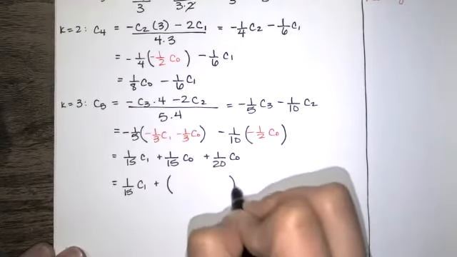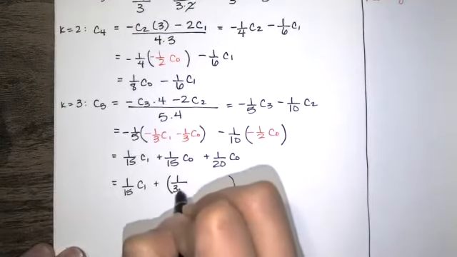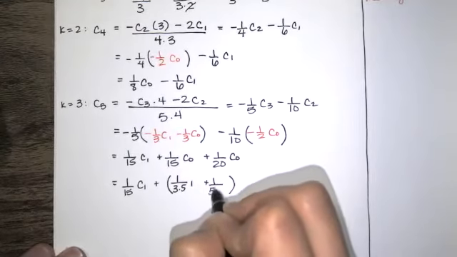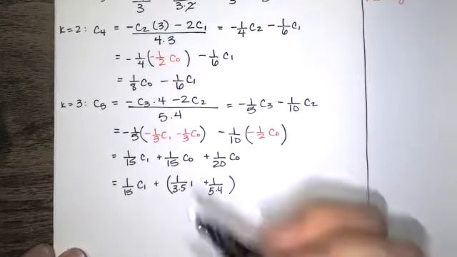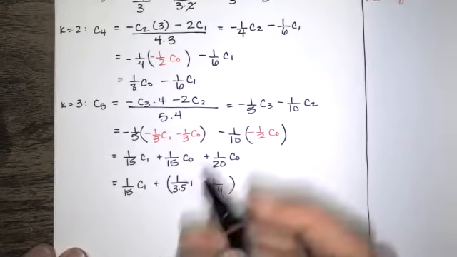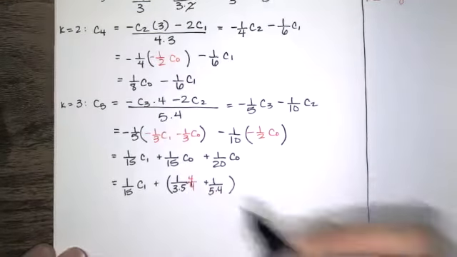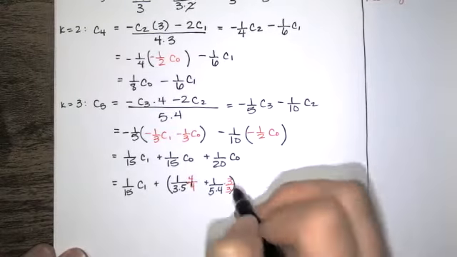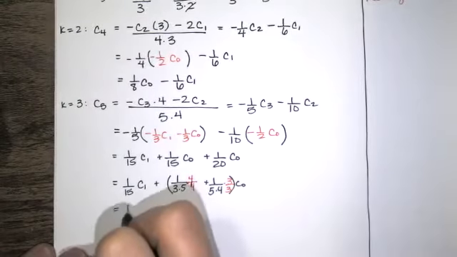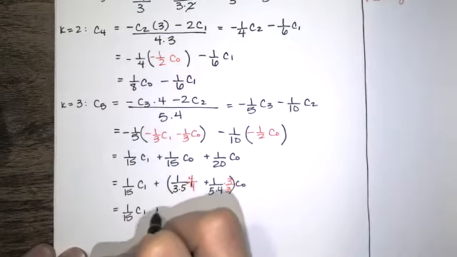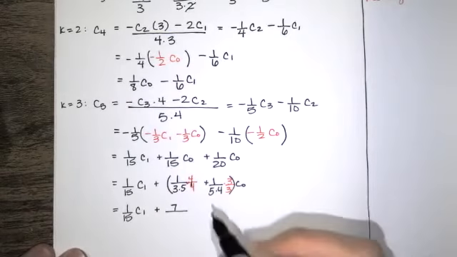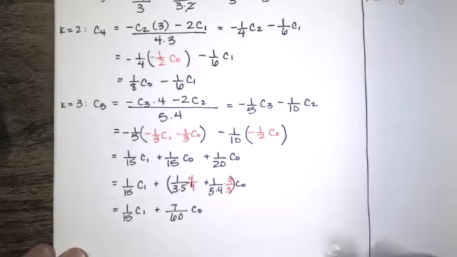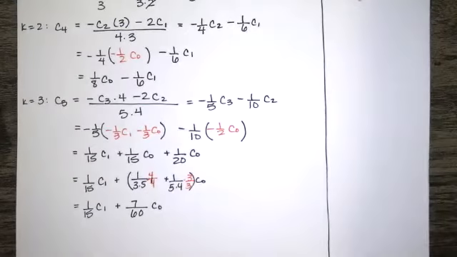And I guess we need a common denominator. For these two guys, it's 1 over 3 times 5 plus 1 over 4 times 5. It looks like I need to multiply this one by 4 over 4 to get a common denominator. And that works as long as I multiply that one by 3 over 3. That's multiplying c sub 0. I've got 1 over 15 times c sub 1 plus 7 over 20 times 3, which is 60, c sub 0. Okay.